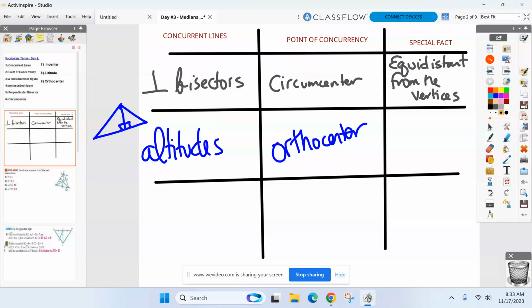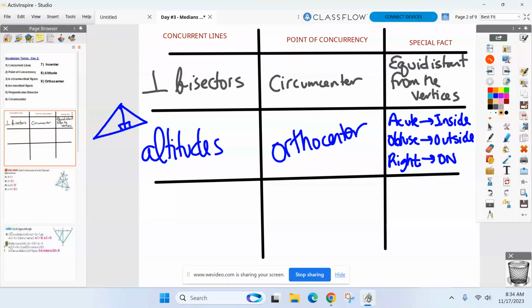There is no special fact about the orthocenter, but you should know where it's located based on the type of triangle I give you. If I give you an acute triangle, we know automatically that the orthocenter is inside. If I give you an obtuse triangle, it'll be located outside that triangle. And if I give you a right triangle, definitely on, and you know exactly where it's going to be on. It's where the two legs meet, where the right angle is formed.